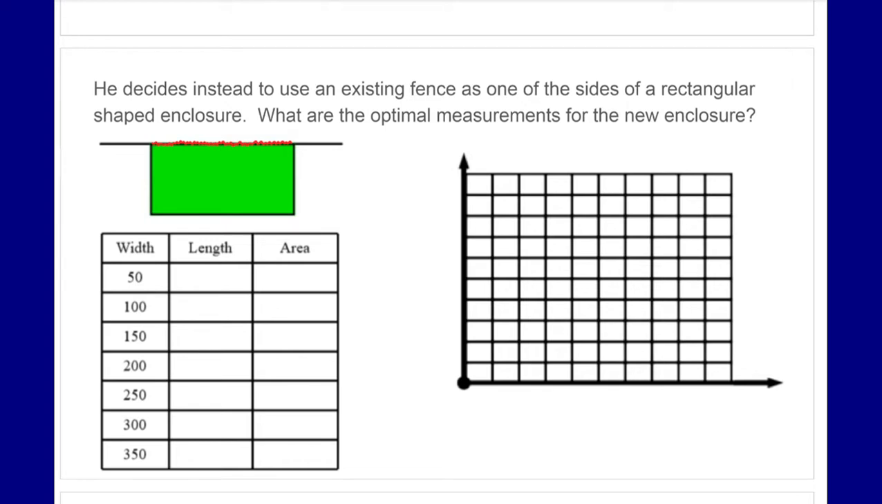Now, if he is to make the width 50, what would the length be? Well, 50 and 50 is 100. He has 800 meters total, so the length would have to be 700. If we go through this same process, 100 and 100, this would be 600. 150 and 150, this would be 500. 200 and 200, 400. 250 and 250 would be 300 left over. Then 200 left over, and 100 left over.